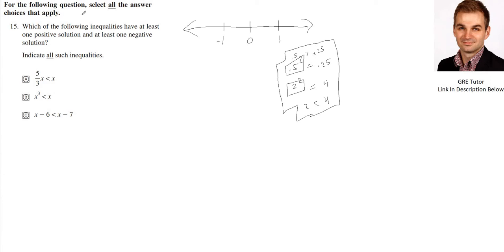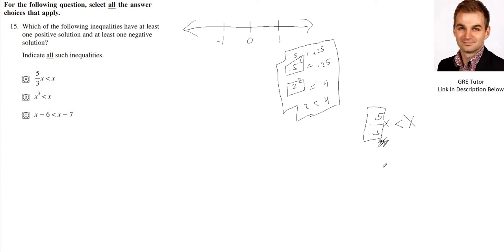So let's look at what we have here. Which of the following will have at least one positive solution and at least one negative solution? Let's look at the first one. The first one is 5 divided by 3 times x, and that's going to be less than x, right? So whatever x is, we're going to be multiplying it by 5/3. Now 5/3 is greater than 1.